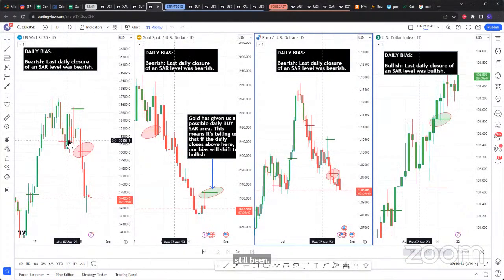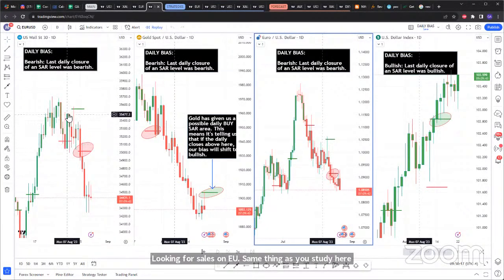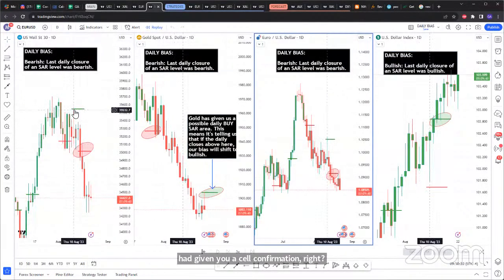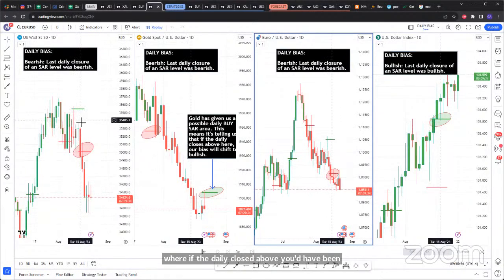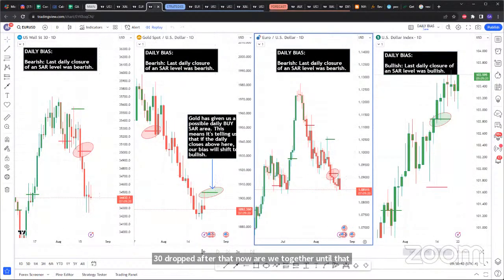Same thing as US30 here. It had given you a sell confirmation, did some slight retracement, gave you a possible area where if the daily closed above, you'd have been looking for buys, but it faked out, reversed from that point, and then gave you another sell SAR region right here. It closed below, and you can see how US30 dropped after that. Now, are we together until that point, on how you analyze the daily bias?